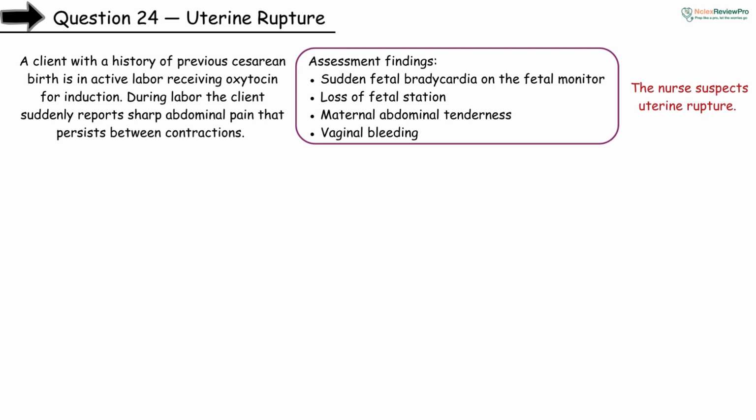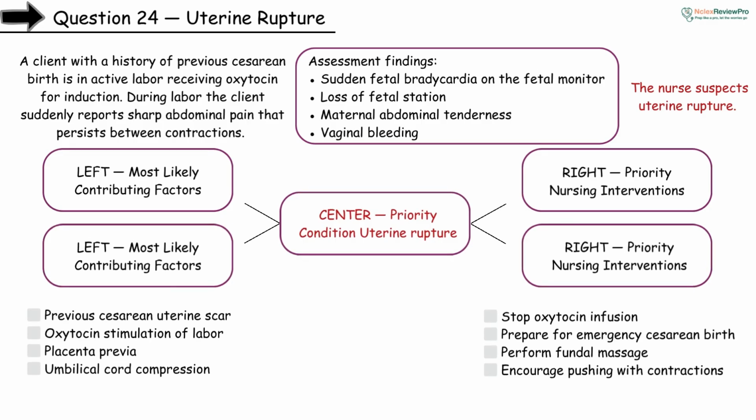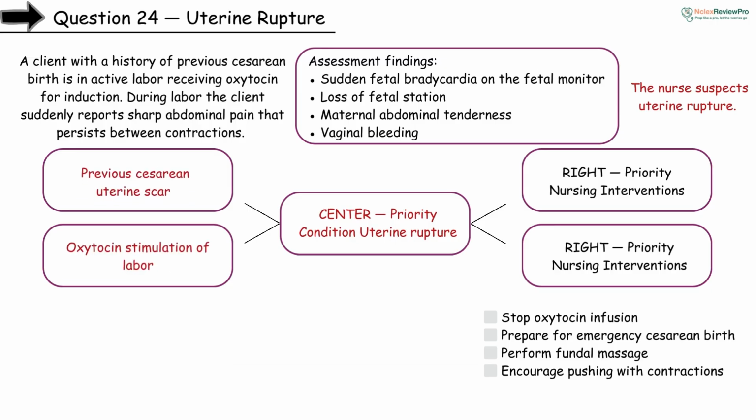So in this bow tie question, we need to identify three things: the contributing factors on the left, the priority condition in the center, and the priority nursing interventions on the right. Take a moment and think about your selections. Let's start with the contributing factors. The correct answers are previous cesarean uterine scar, oxytocin stimulation of labor.